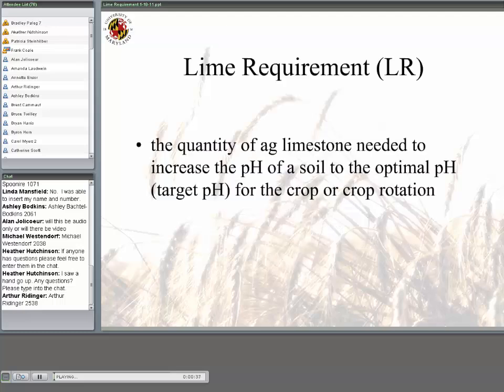Okay, first of all, what is a lime requirement? Essentially, it's the quantity of ag limestone that would be needed to increase the pH of a soil from where it is to the optimal pH or the target pH for the crop or the crop rotation. Many soil test labs have a lime requirement as part of their standard output.